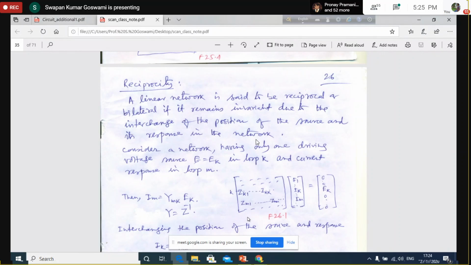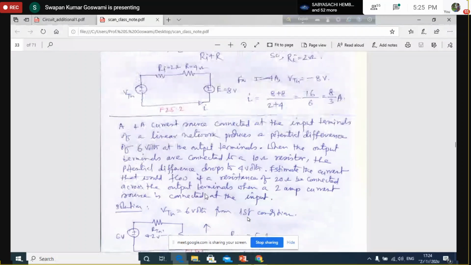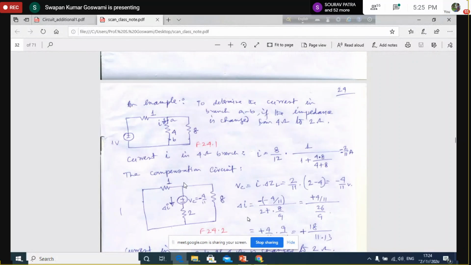If we explain it with the help of a simple example, then consider a simple network consisting of two loops. Let us consider a simple network consisting of two loops. It would have been good to draw it. Let us assume a network. I shall explain this with the help of this network.